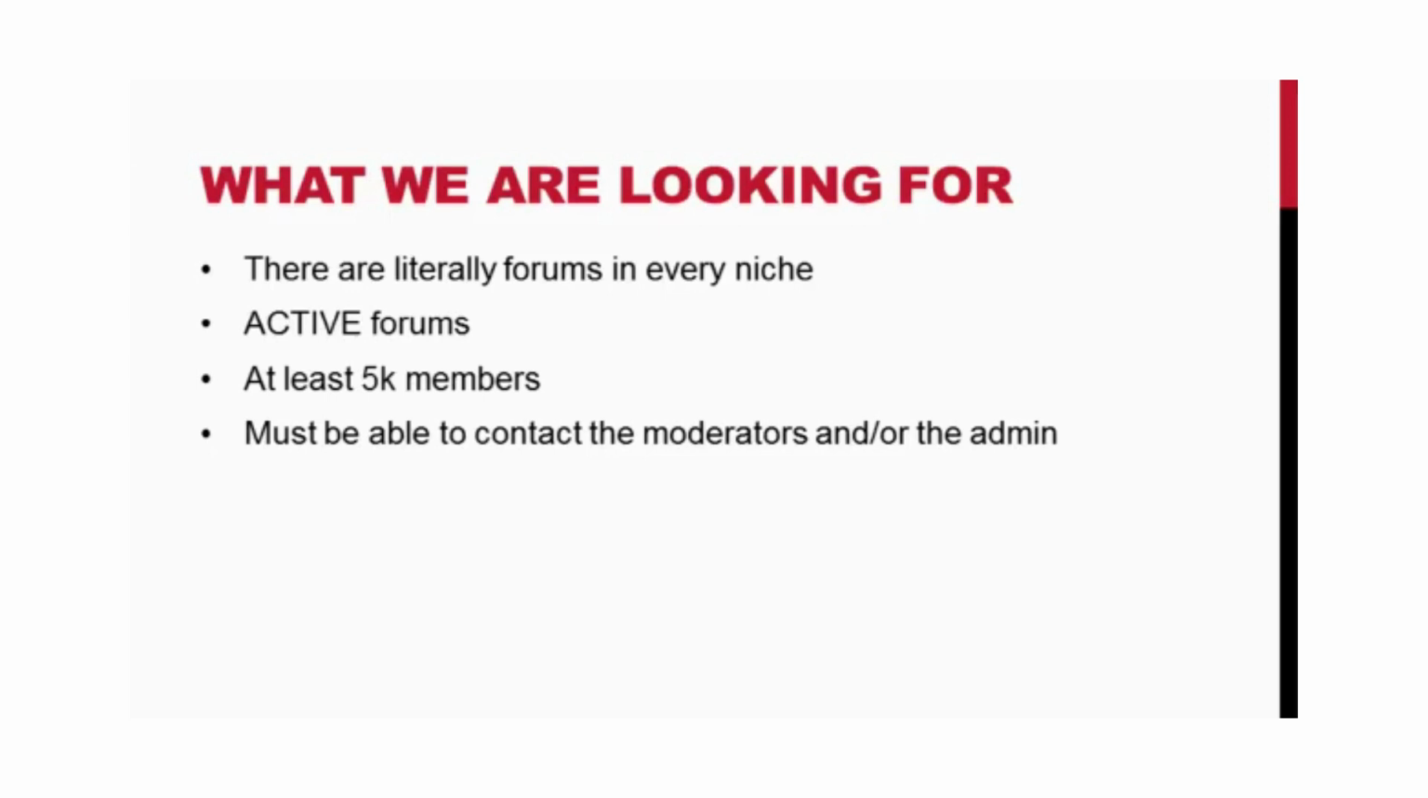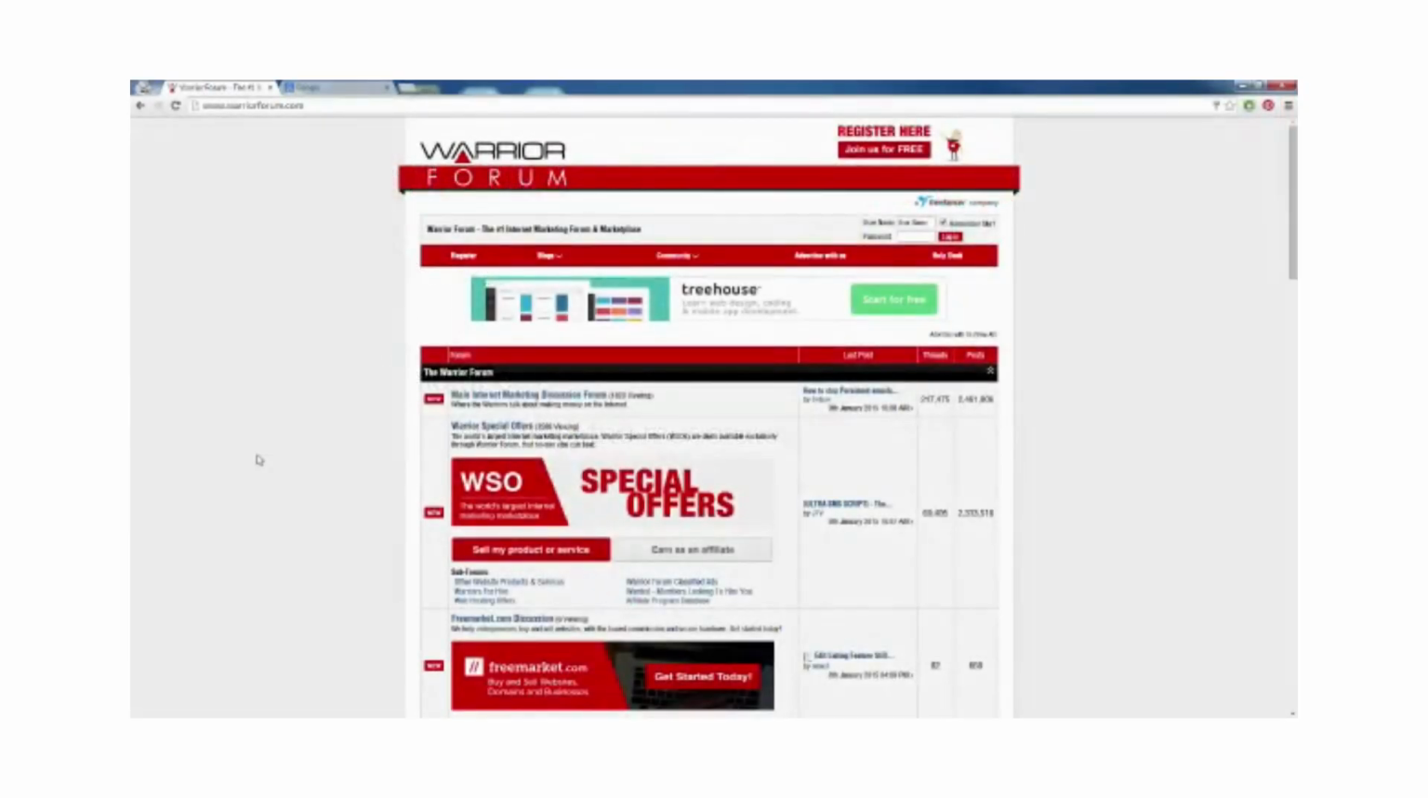We also need to be able to identify who the administrators are and who the moderators are. We have to reach out to these people to try to work out some kind of agreement, so we have to be able to identify who they are and make sure that they are actually a part of their forum. So here I am right now on the Warrior Forum, which is the most popular internet marketing forum on the internet. I want to show you what we're going to be looking for on our forums, okay?